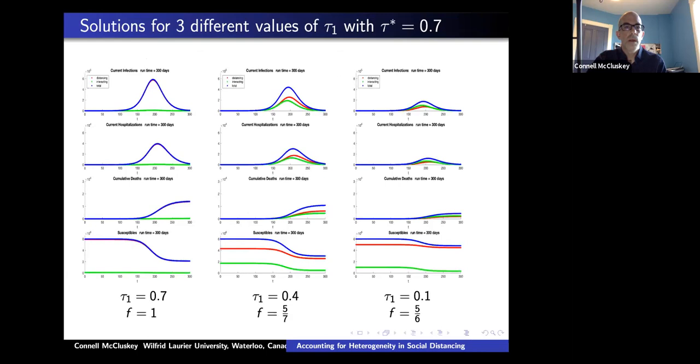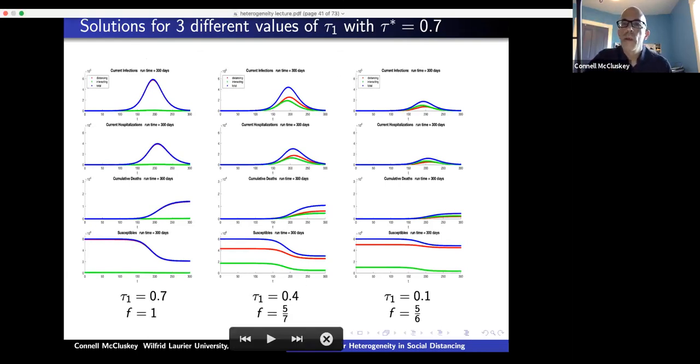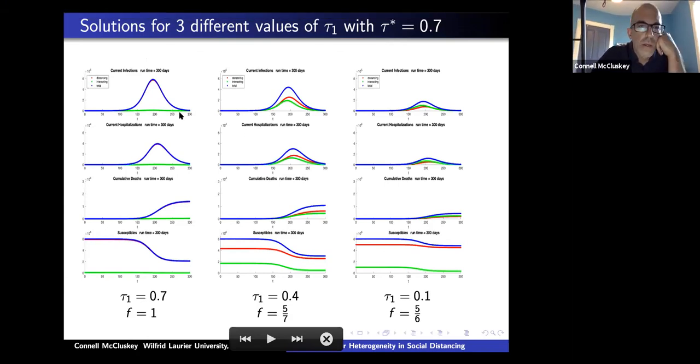So here are the simulations. If we look at the left-hand panel first, tau star, this effective contact rate that we're keeping fixed, is equal to 0.7. If we start by taking tau1 equal to 0.7, then everyone is in group 1, that social distancing group. No one's in the non-distancing group, and that guarantees that tau star is equal to 0.7. And these are the plots here.